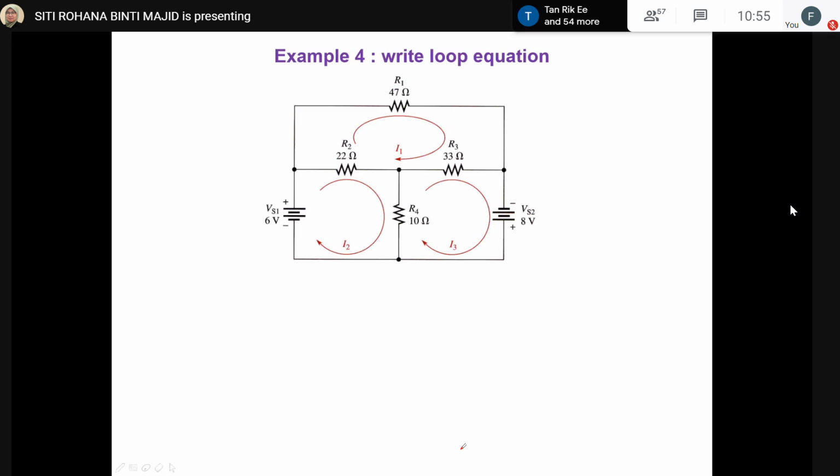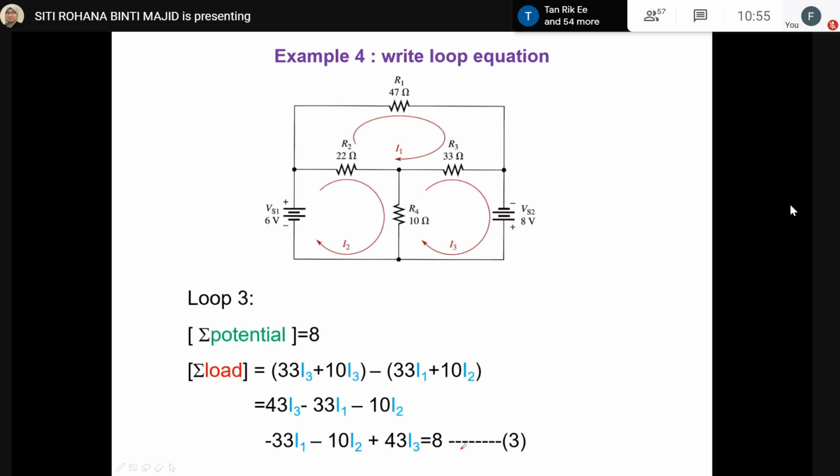Then you continue with the third loop, which here is 8 volts. Because it falls at the positive part, it becomes positive 8 volts. Then for the total load again, we have 33 I3, 10 I3, and then minus 10 I2, and then minus 33 I1.